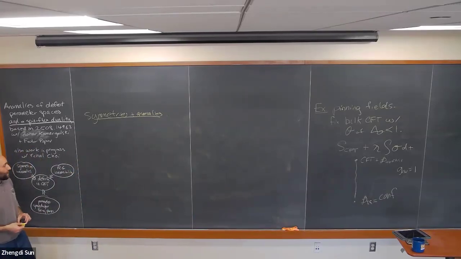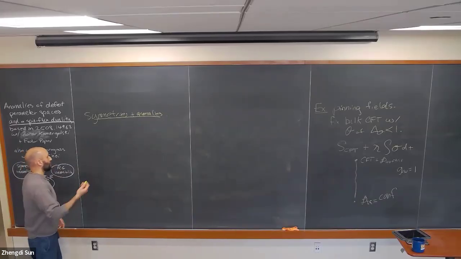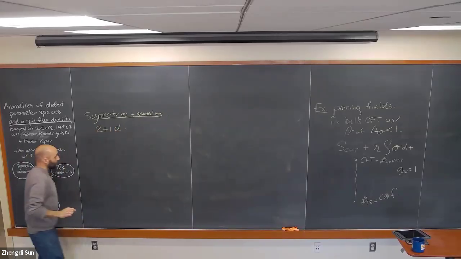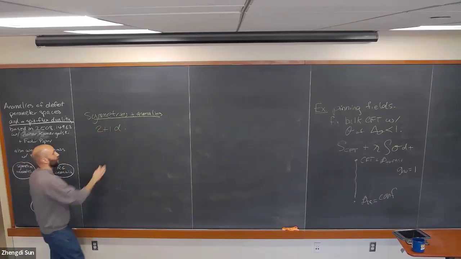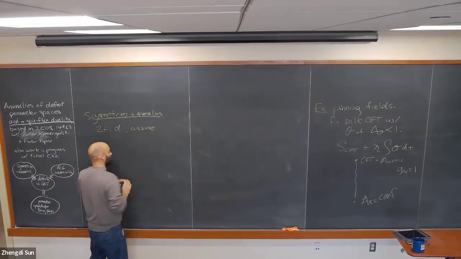So let me try to tell you about the kinds of anomalies that I want to discuss. So the setup is, let's now specialize to 2+1D just so I can draw pictures a little bit more easily, and assume that the bulk has some just standard zero form symmetry group.